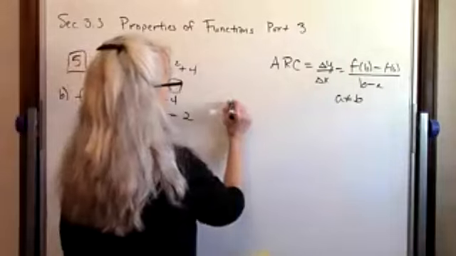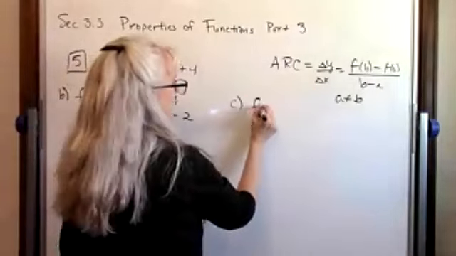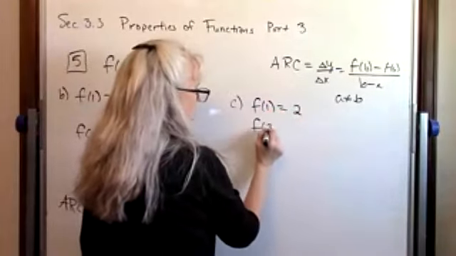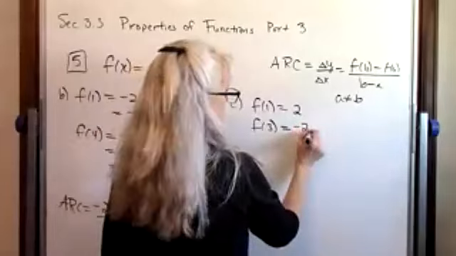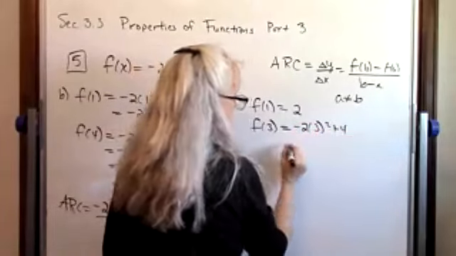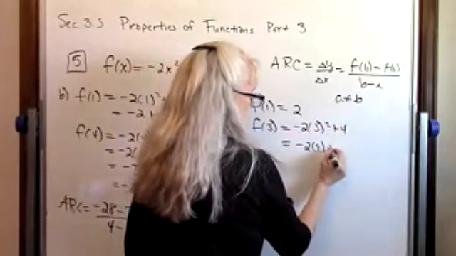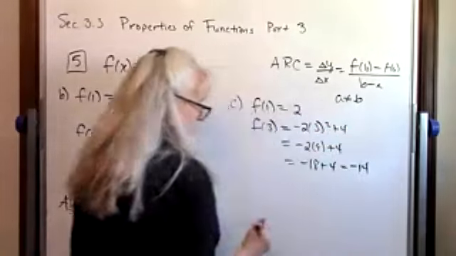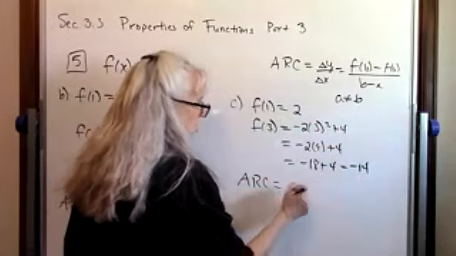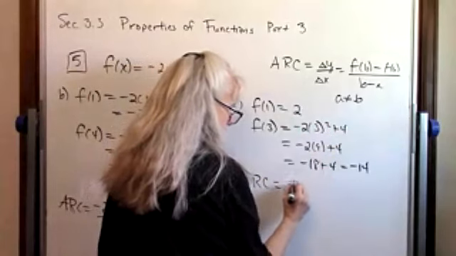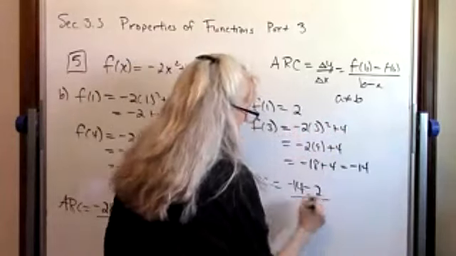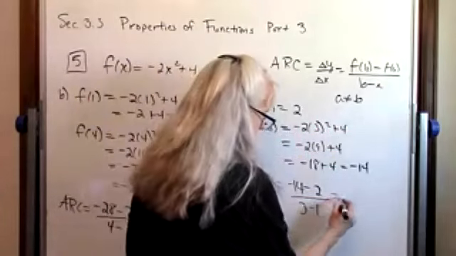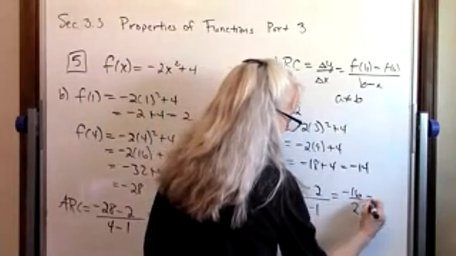Part C asks us to go from 1 to 3. So f of 1 we already found. We did it over here. We know it's 2. F of 3 we haven't found yet. So that would be a negative 2 times 3 squared plus 4. That's a negative 2 times 9 plus 4. Negative 18 plus 4. Negative 14. So our average rate of change is going to be a negative 14 minus the 2, all over 3 minus 1. So again, y2, y1, x2, x1. That's a negative 16 over a positive 2, which is a negative 8.